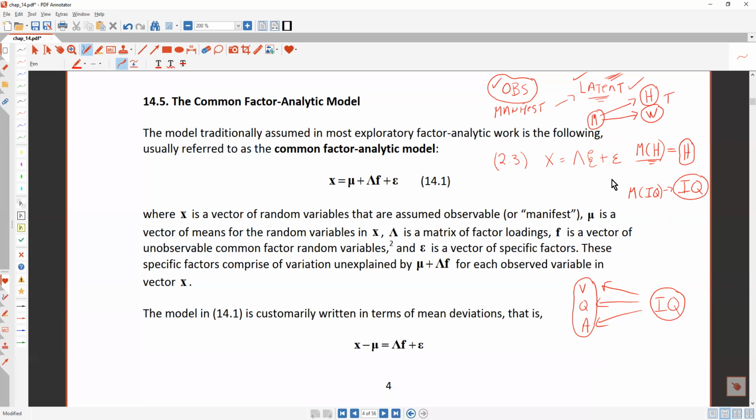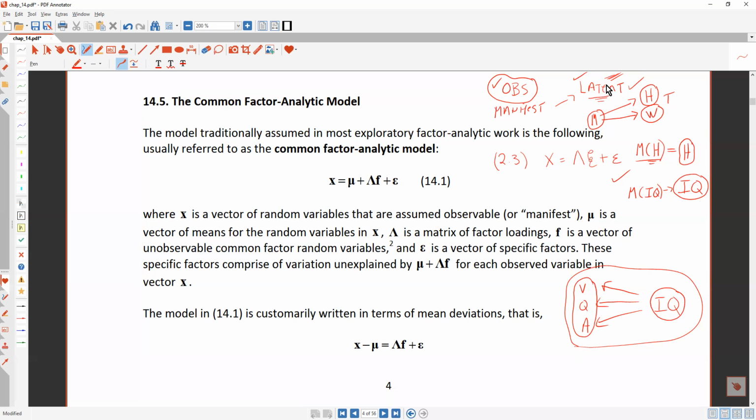But based on our talk over here, it doesn't take long to realize that, well, really, verbal is also a latent variable, quantitative is a latent variable, and analytical is a latent variable. But we're treating them as observed just for the sake of this particular model.